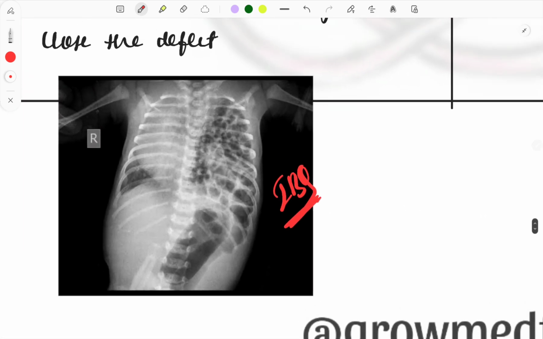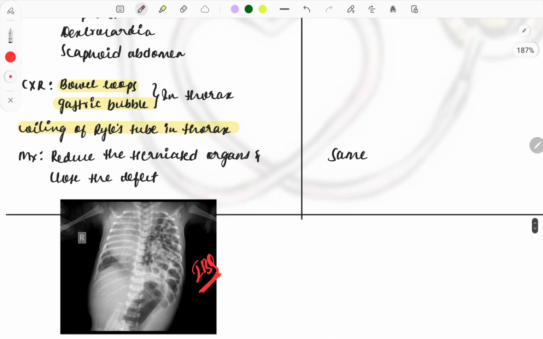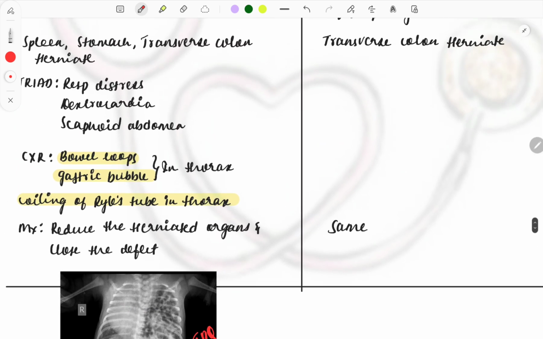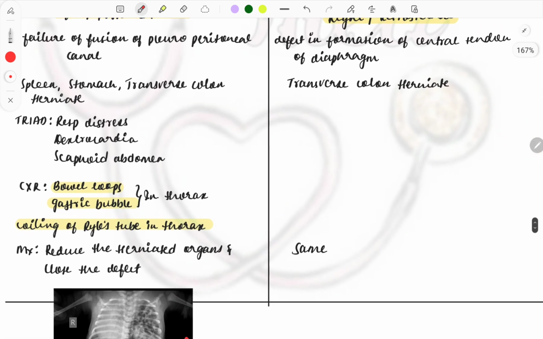So you can see here that the heart and the lung have moved towards the right side, meaning here there is a little white colored area. And you can see here multiple air fluid levels in the chest. These are suggestive of the herniation of the intestine into the thorax, and these are pushing the contents towards the other side. So these are the features which are seen: respiratory distress, dextrocardia, and the scaphoid abdomen.